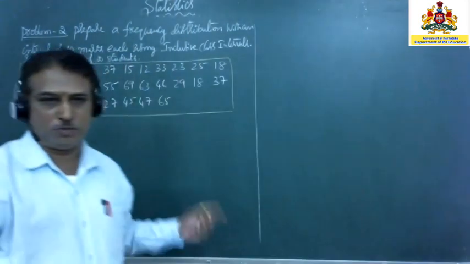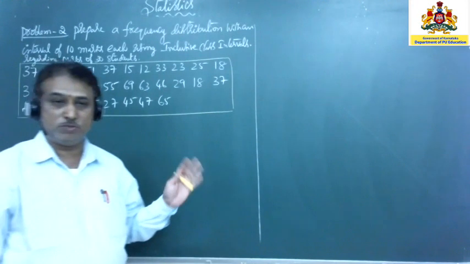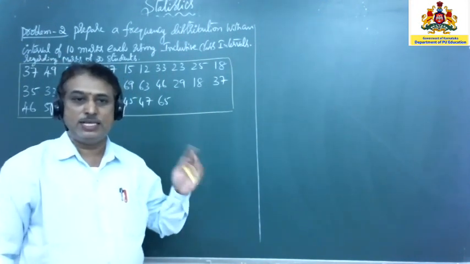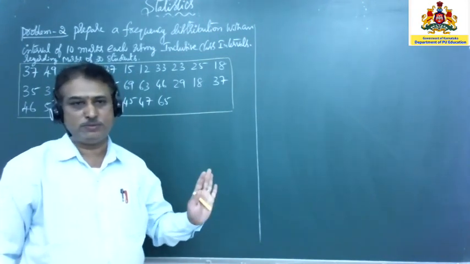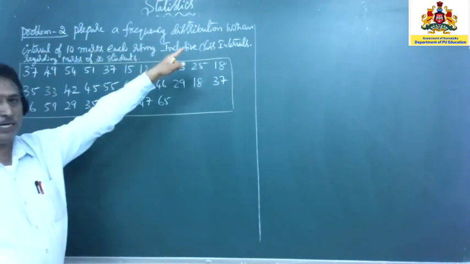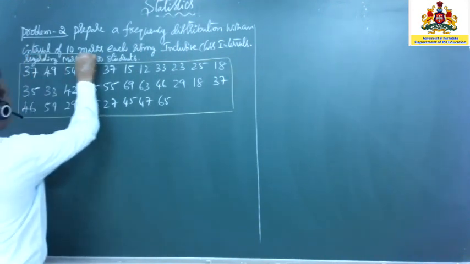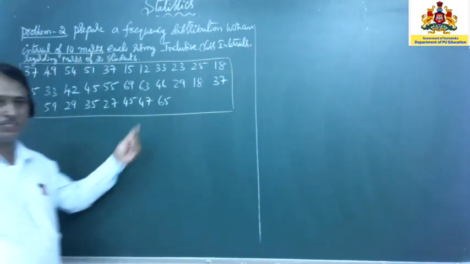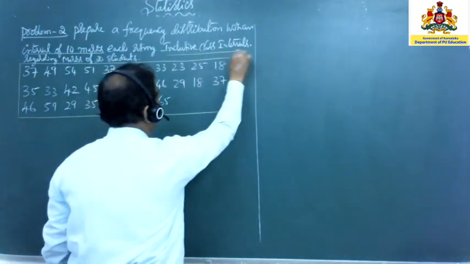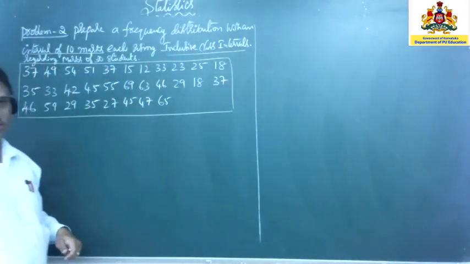You understood the first problem. In the first problem, we prepared a continuous frequency distribution table using exclusive type of class intervals, but the class width was not given. But in problem 2, prepare a frequency distribution table with an interval of 10 marks each. The width is given. Use inclusive type of class intervals regarding marks of 30 students.